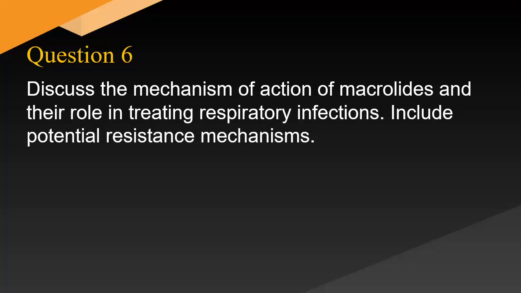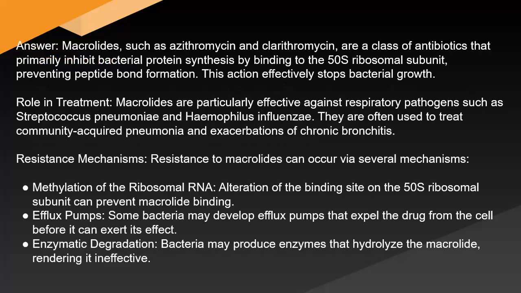Discuss the mechanism of action of macrolides and their role in treating respiratory infections. Include potential resistance mechanisms. Answer: macrolides, such as azithromycin and clarithromycin, are a class of antibiotics that primarily inhibit bacterial protein synthesis by binding to the 50S ribosomal subunit, preventing peptide bond formation. This action effectively stops bacterial growth. Role in treatment: macrolides are particularly effective against respiratory pathogens such as Streptococcus pneumoniae and Haemophilus influenzae. They are often used to treat community-acquired pneumonia and exacerbations of chronic bronchitis.